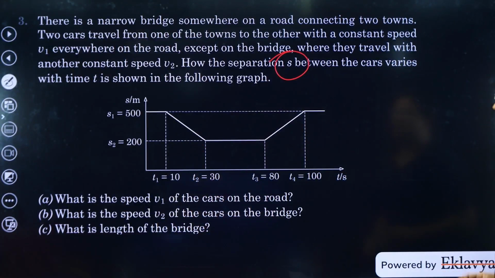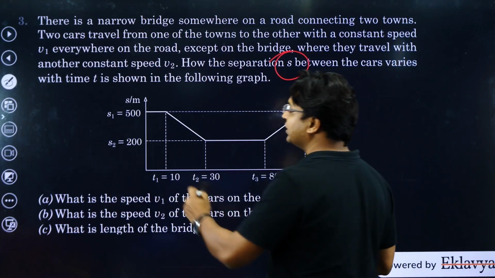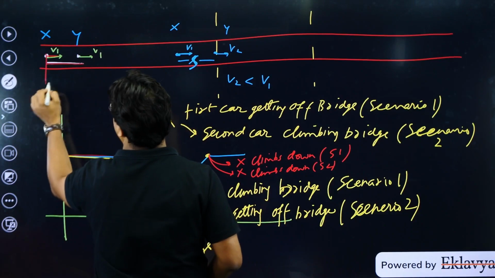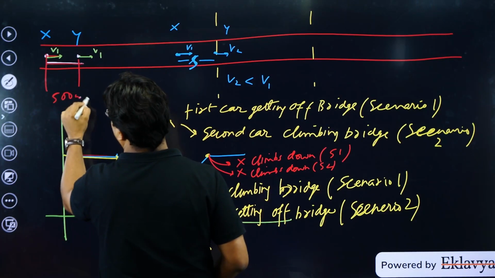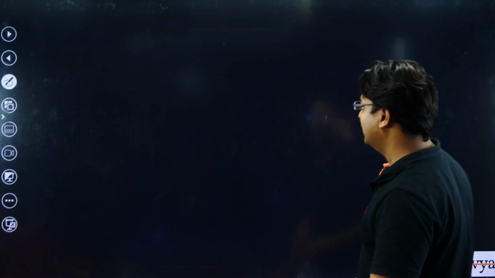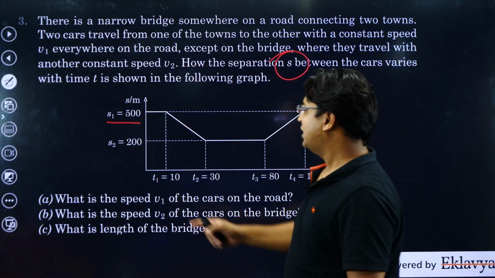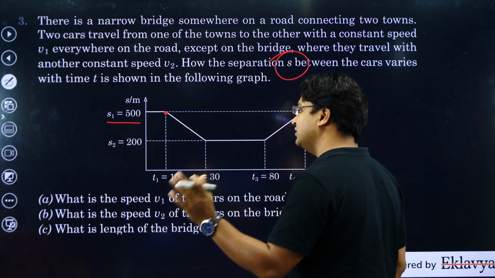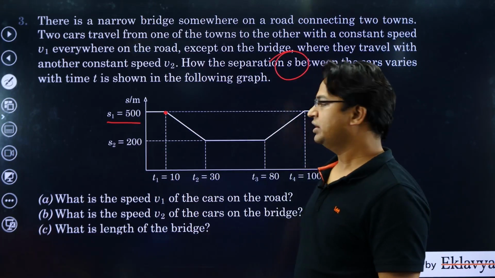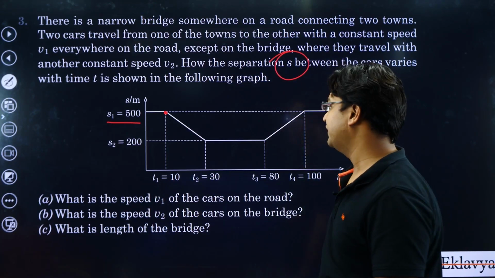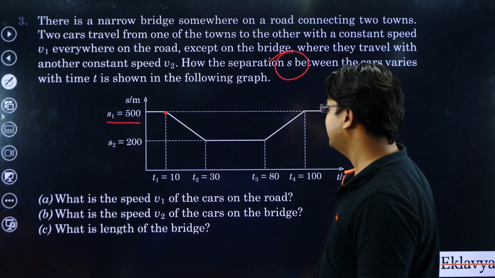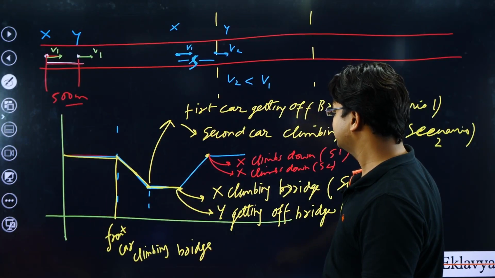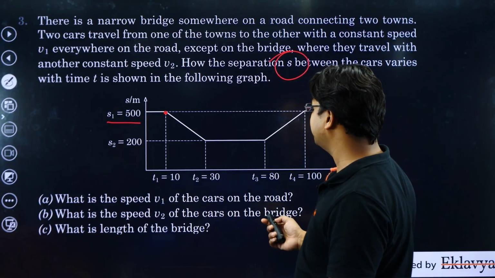Let's start analyzing what is going on. According to the given data, the initial distance between the cars was 500 meters. So the initial separation between the cars was 500 meters. Then what happens? Here we are very sure that the front car gets on the bridge. The front car gets on the bridge, that we are very sure. So front car gets on the bridge.